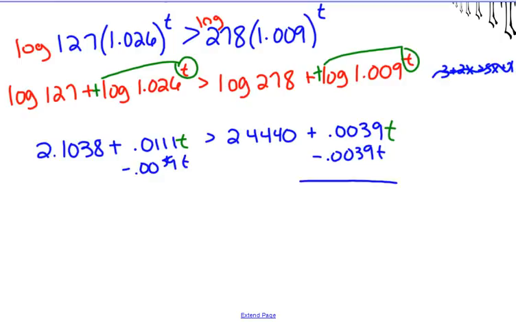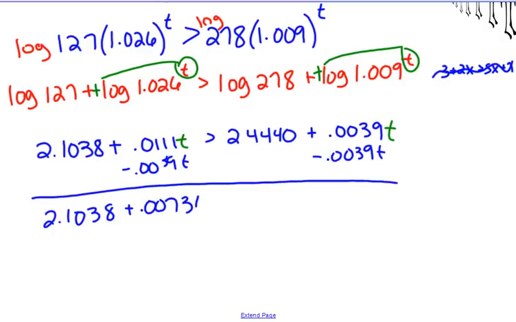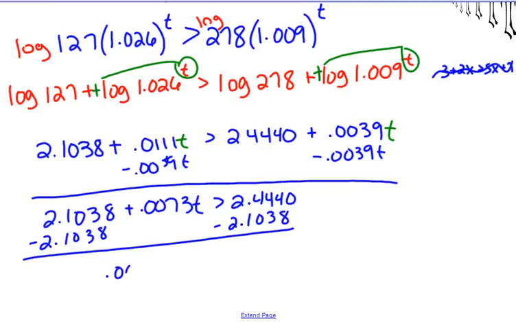And I would have 2.1038 plus 0.0073t is greater than 2.4440. So now I'll minus the 2.1038. So I have 0.0073t is greater than 0.3402. It's an easy algebra problem, but it can be kind of confusing because of all these crazy long decimals.